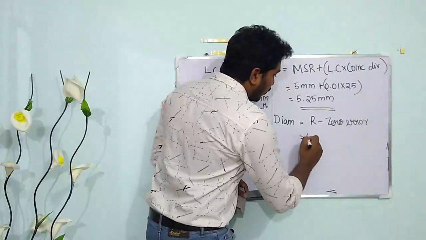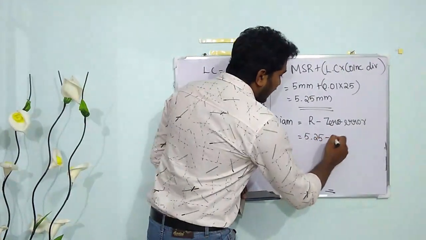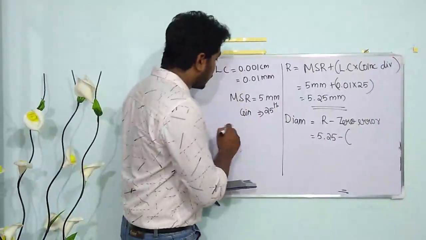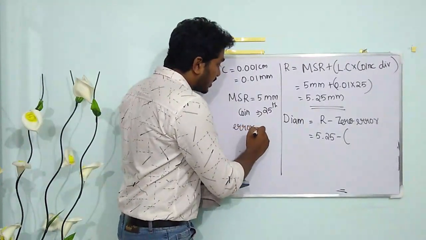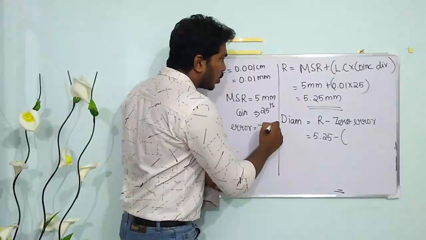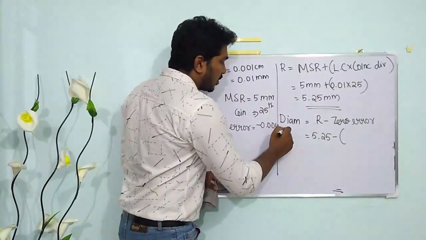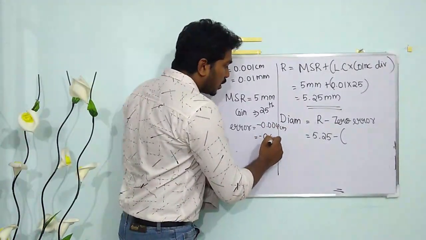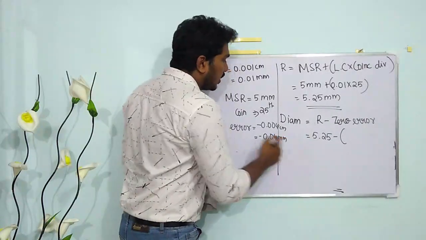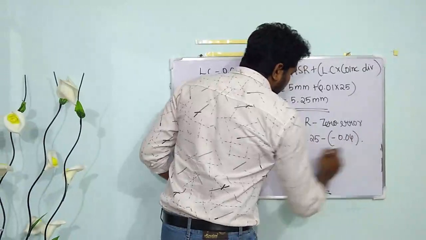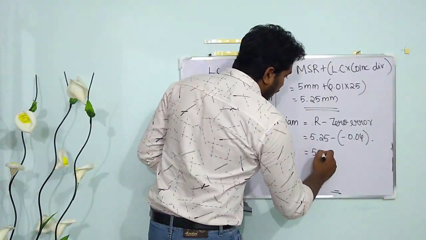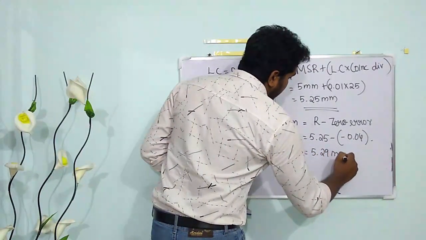So that is equal to 5.25 minus 0 error. What is the value given? That's equal to minus 0.004 centimeter, right? That is minus 0.04 millimeter. Substitute minus 0.04 millimeter, and you're getting it as 5.29 millimeter.